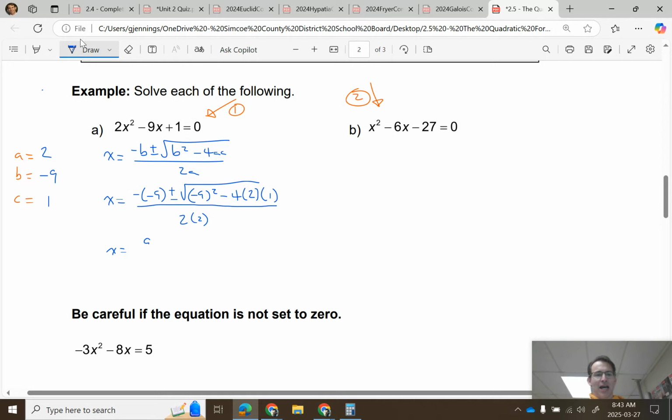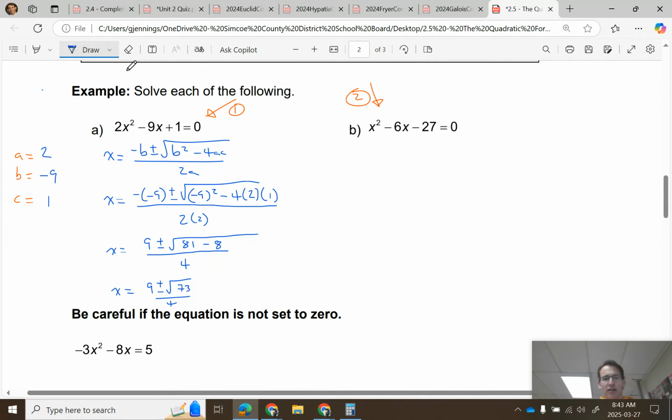X equals 9, positive, plus or minus the square root of 81 minus 8 over 4. X equals 9 plus or minus the square root of 73 over 4. And then I quickly, you don't have to do this, but I quickly estimate the value of root 73. What two integers is root 73 in between? 8.5. It's about 8.5. That's really good.